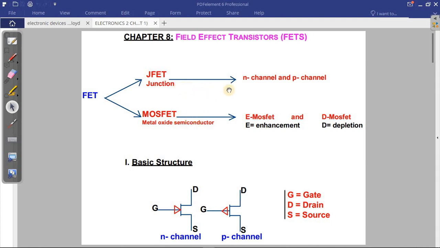In JFET we have two types of transistor, the N channel and the P channel. For MOSFET we also have two types of transistor, E-MOSFET and D-MOSFET, E for enhancement and D for depletion. So in the first part we're going to focus on the JFET, which means junction field effect transistor.